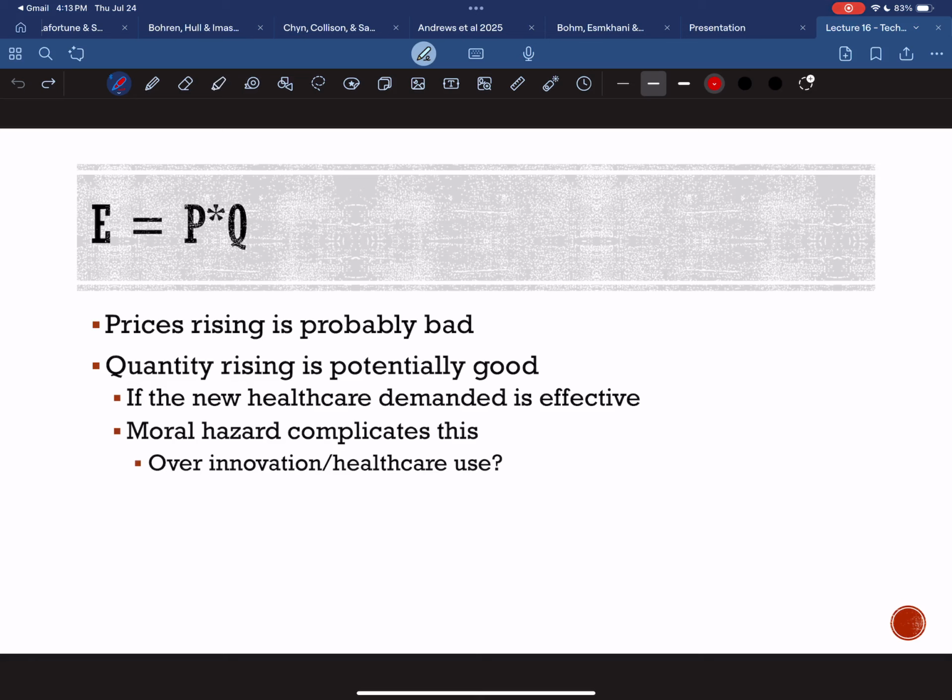Now, quantity rising could be bad if, for instance, we're less healthy now, and that's why healthcare costs are rising. Maybe Americans... In America, I think obesity is starting to fall now, but for a very long time, obesity was on the rise, right? And so if healthcare costs are rising because obesity rates or diabetes rates are rising, that's not necessarily a good thing. But again, that's different than healthcare costs rising because prices are rising, right?